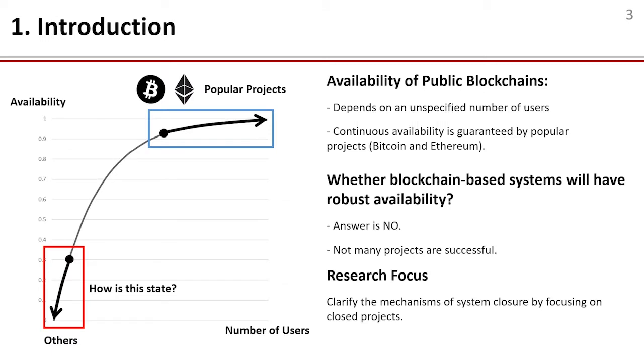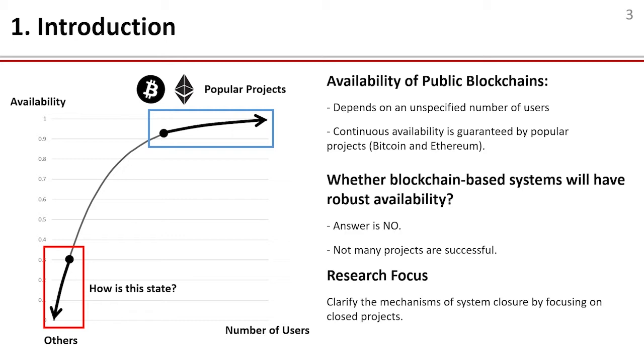First, blockchain is the underlayer technology of a decentralized system that allows an unspecified number of users to participate. It has a feature that the availability of the system depends on the users. Popular projects that use blockchain technology guarantee continuous availability. Then, do all blockchain-based systems have robust availability? We intuitively know the answer is no.